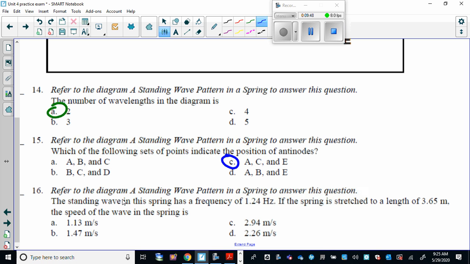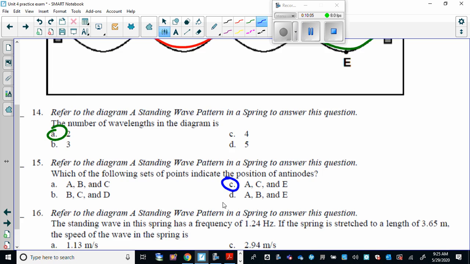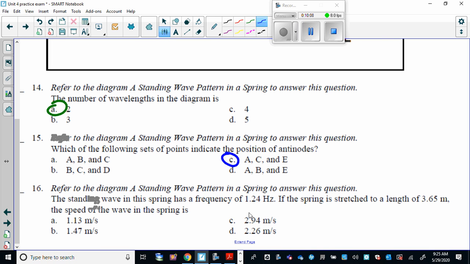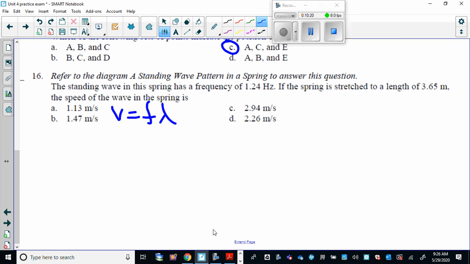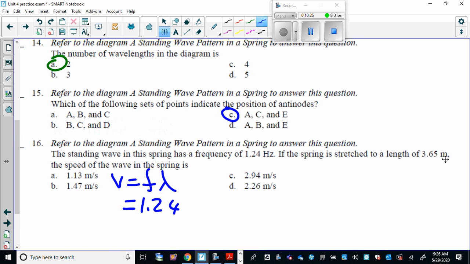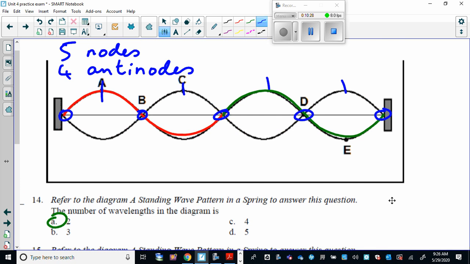The standing wave in this spring has a frequency of 1.24. If the spring is stretched to a length of 3.65, the speed of the wave is... Okay, we're going to have to think about that one carefully also, because if we want to calculate the speed of the wave, we need the frequency times the wavelength. We have the frequency, it's 1.24. Do we have the wavelength? No, but it's easy to calculate because it tells us the string is stretched out to 3.65.